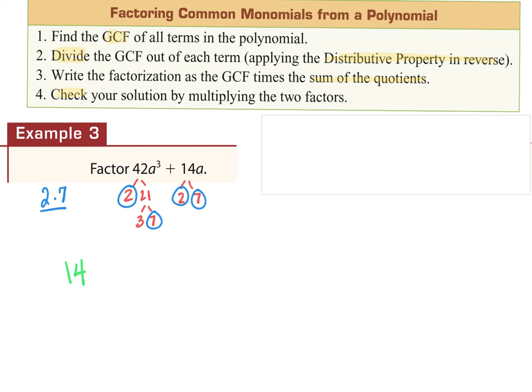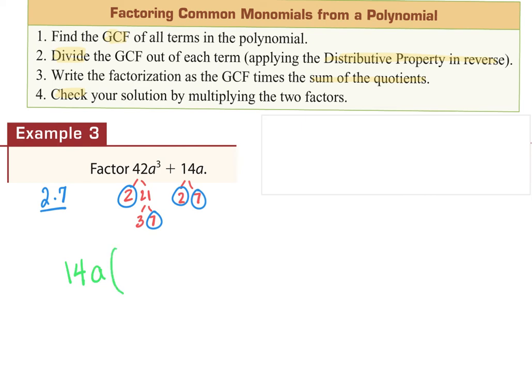What about my variables? Do I have any variables in common? Yeah, an a. How many can I take out? 1. Why, Dustin? Why can I only take 1 out? Because that's the only type that is not common. Right. The 42 has 3 A's. That's great. But the 14 only has 1 to give me. And so the most I can take out on the outside is 1.